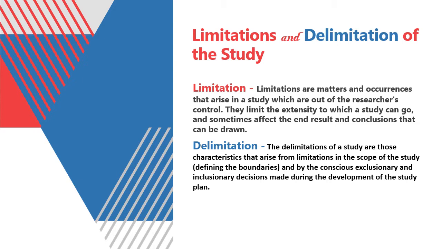On the other hand are the delimitations. The delimitations of the study are those characteristics that arise from limitations in the scope of the study, or from defining the boundaries, and by conscious exclusionary and inclusionary decisions made during the development of the study plan. Unlike limitations, which flow from implicit characteristics of method and design, the delimitations result from specific choices by the researchers.